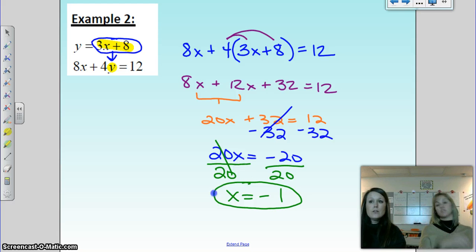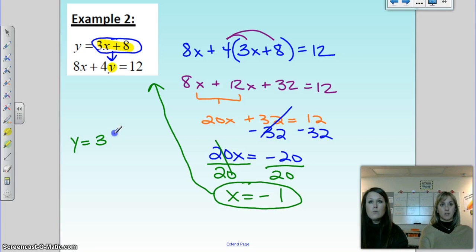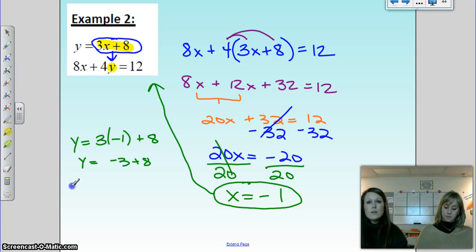Now you have to plug that in to one of these equations. So I think I like the top one. I think it's just easier. So I'm going to have y equals 3 instead of x here. I'm going to put negative 1, and I always put it in parentheses because it's being multiplied. Plus 8. So y equals negative 3 plus 8. y equals 5. There you go.